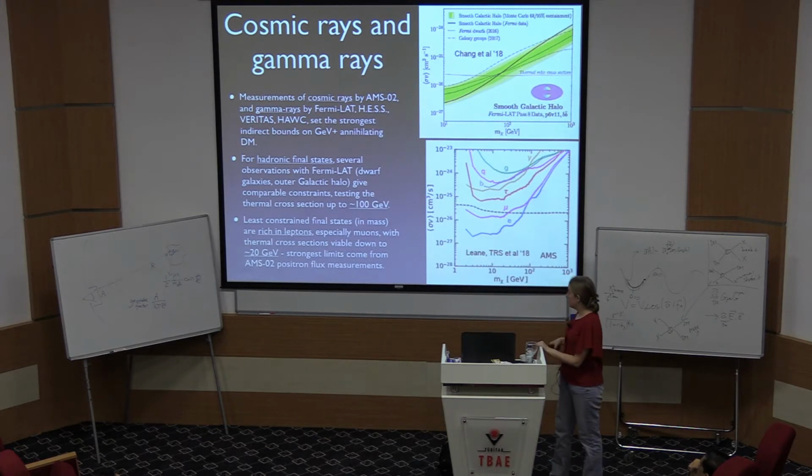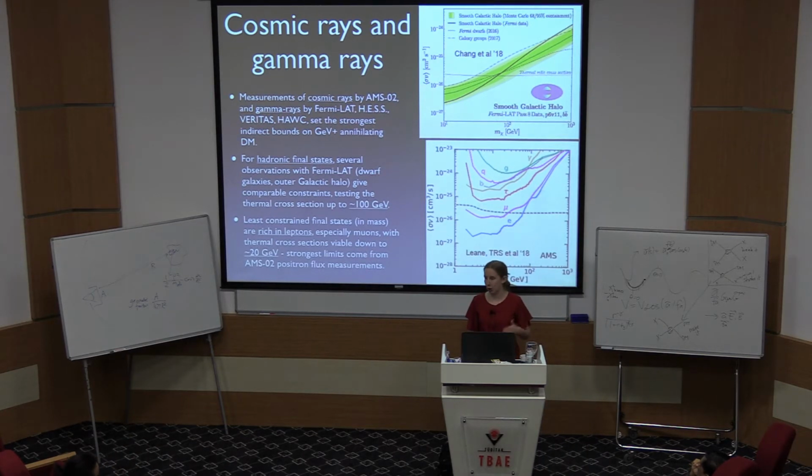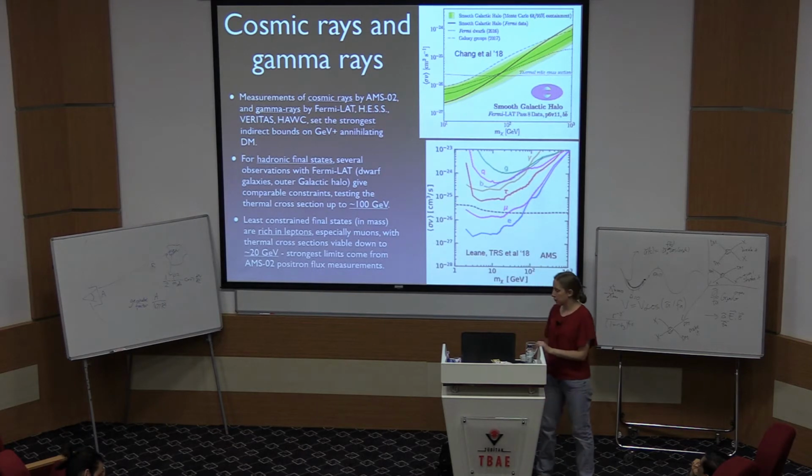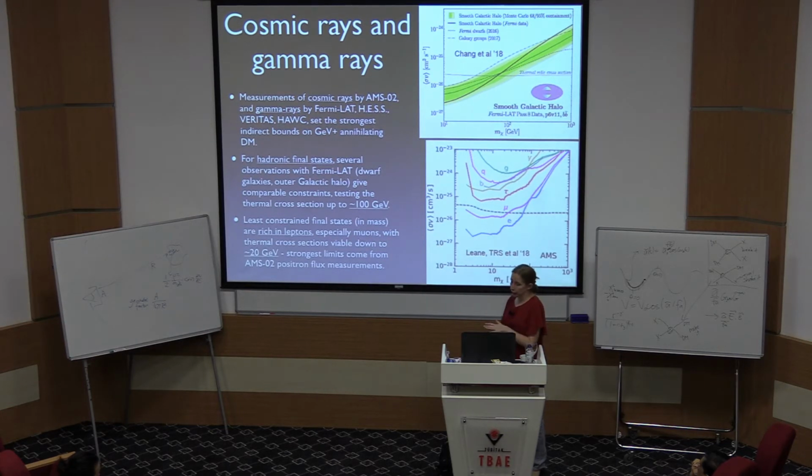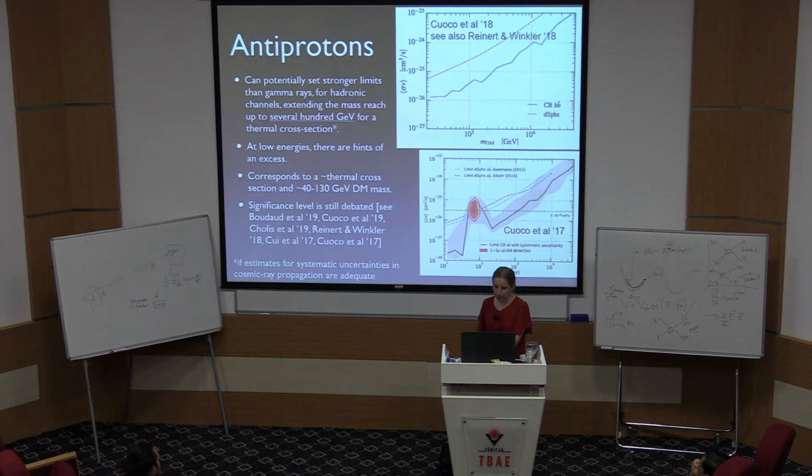Now, what Fermi and other gamma ray telescopes are bad at looking for is final states that are rich in leptons, in particular muons and electrons, because muons just decay to electrons and neutrinos. They don't make a lot of photons. Electrons and positrons don't decay at all. So those channels tend to be most constrained by the AMS-02 experiment, which is on the space station, and it measures the flux of charged particles in our neighborhood. But because there are large uncertainties on those limits from the propagation uncertainties, for annihilation to muons, you can only rule out the thermal relic cross-section below about 20 GeV. And above that, the space is pretty open.